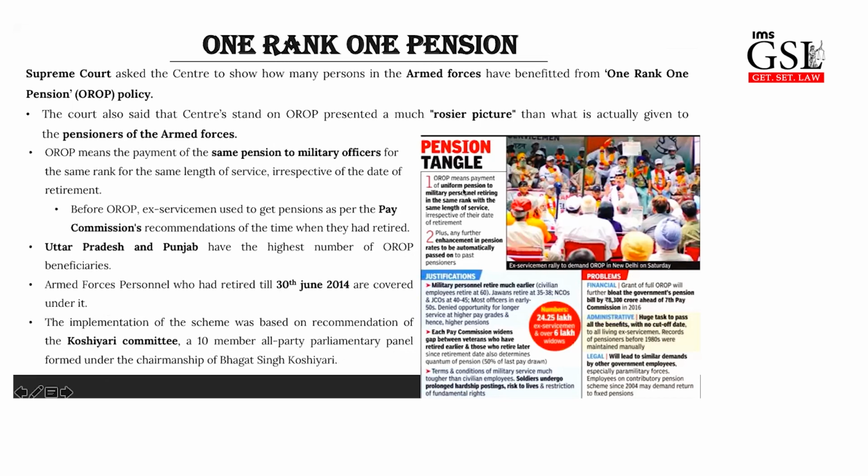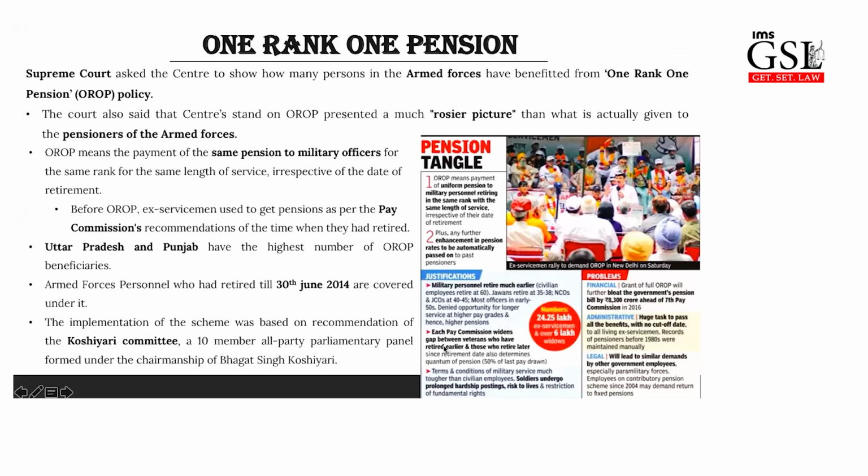OROP means payment of uniform pension to military personnel retiring in the same rank with the same length of service, irrespective of their date of retirement, plus any further enhancement in pension rates to be automatically passed on to past pensioners. Justification: military personnel, of course, retire much earlier. Civilian employees retire at 60, while the ones in the forces retire at 35, 38. Non-commissioned officers and junior commissioned officers retire at 40, 45. Most officers retire in their early 50s, denied the opportunity for longer service at higher pay grades and hence higher pensions.